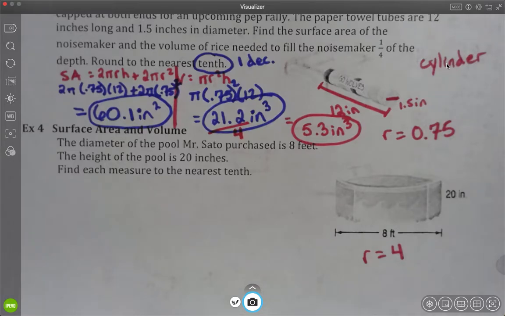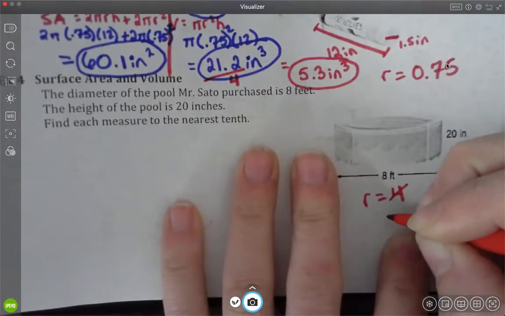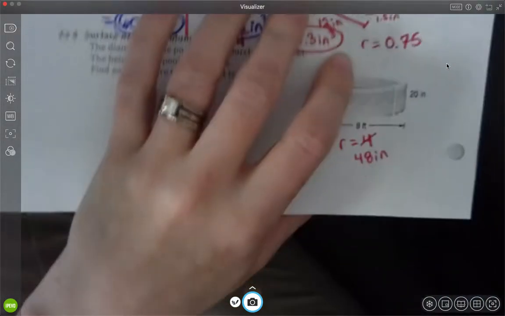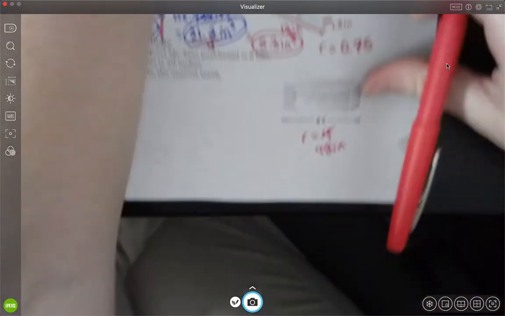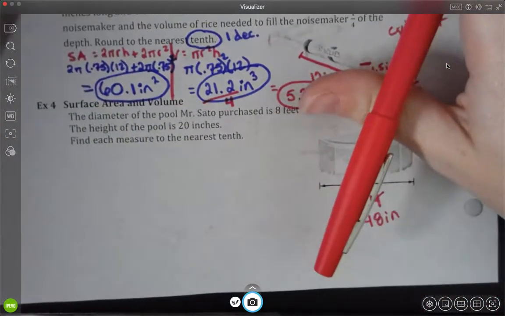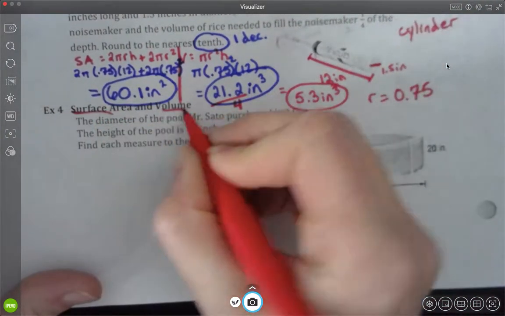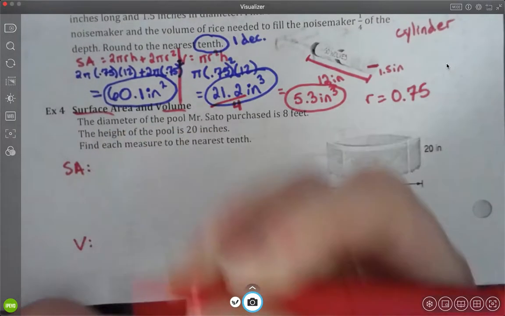Which one would you like to convert to? Would you like to go inches to feet or feet to inches? You want to go feet to inches? So 4 feet is 48 inches. Okay, so we're going to say the radius is 48 inches. Okay? All right, so we need to have both measures in the same units, okay? Find the measure of each to the nearest tenth. We're doing surface area and volume. So surface area, volume. Okay, here's the problem.